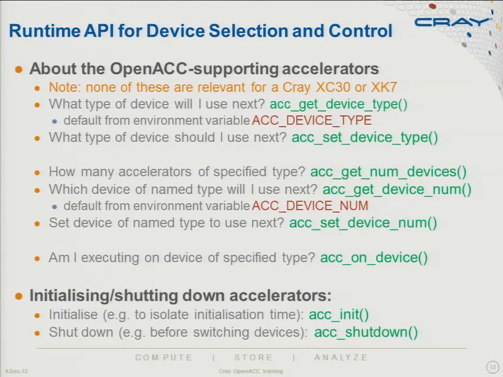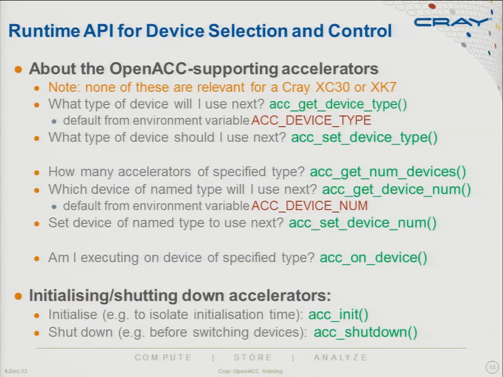So there are various calls you can make to ask, what sort of devices could I use? What is the next device that I'm going to use? I'd like to use this type of device next. How many of these devices are there? All these sorts of things. You might use these, but you wouldn't on a Cray system. You could put them in, but there's only one sort of accelerator, so I never use them.